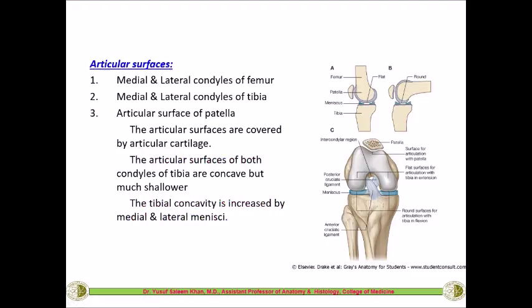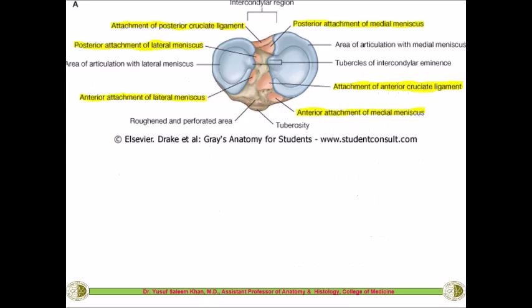Along with that, the shallowness is also decreased by the presence of another fibrocartilage structure called the menisci. If you can see here again in the picture, these menisci increase the concavity of the tibia. So now this is much better stabilized compared to a flat surface. So the menisci also increase the concavity of the tibia. One is the articular cartilage itself, then the presence of the menisci.